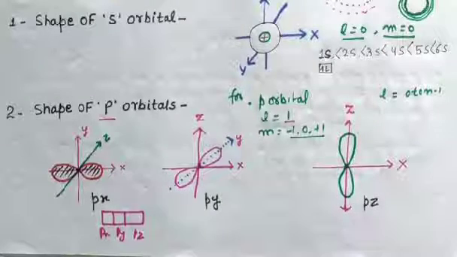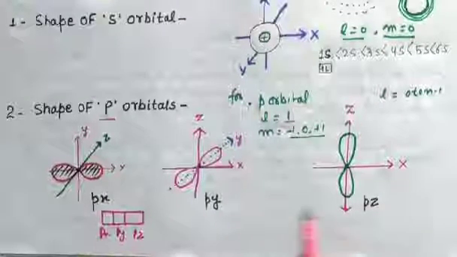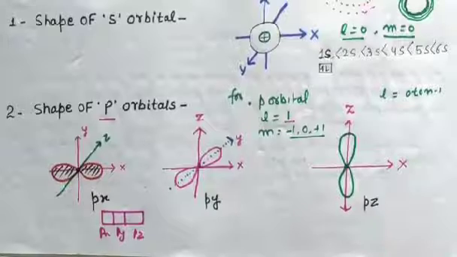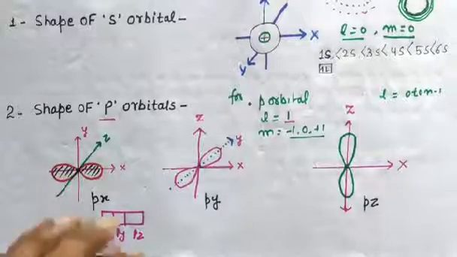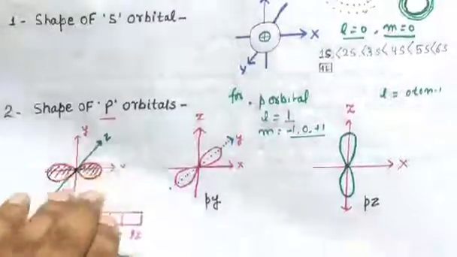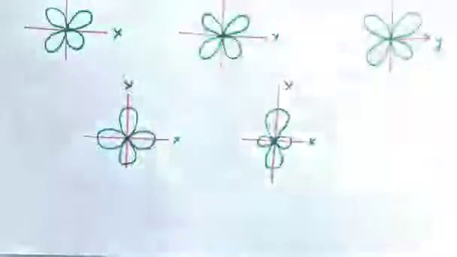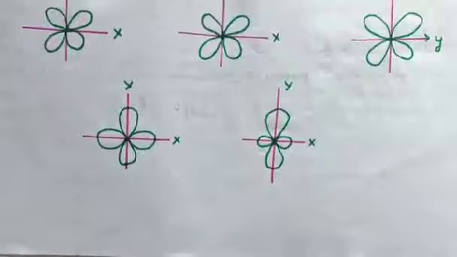Okay, so it might be 2px, 2py, 2pz, 3px, 3py, 3pz, in increasing energy. Okay students, so now this is the shape of p orbitals. Now we are going to discuss the shape of d orbitals. Okay, now d orbitals, this is very important.